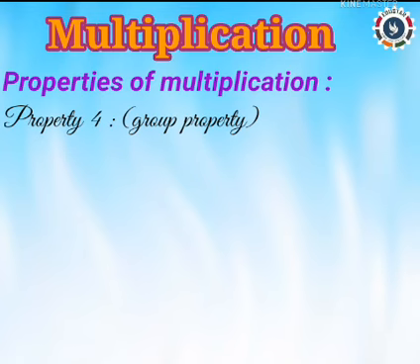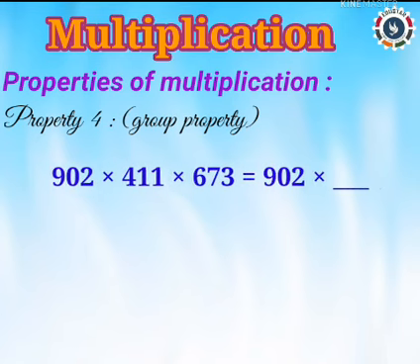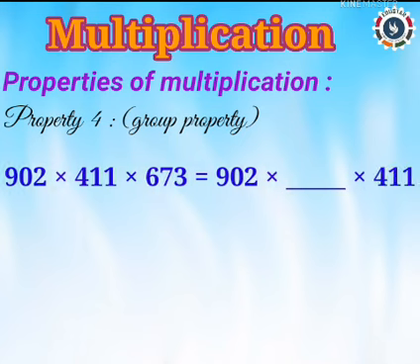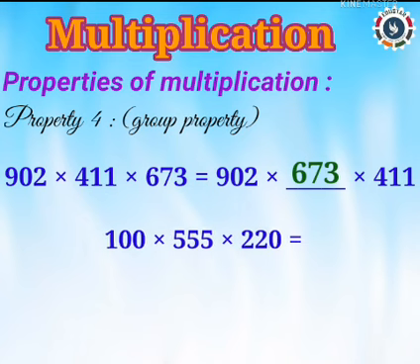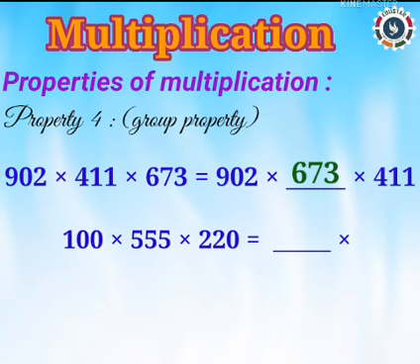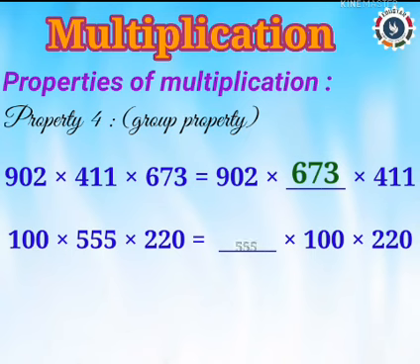Now you try this. 902 into 411 into 673 is equal to 902 into dash into 411. The answer is 673. Next, 100 into 555 into 220 is equal to dash into 100 into 220. Here the answer is 555.